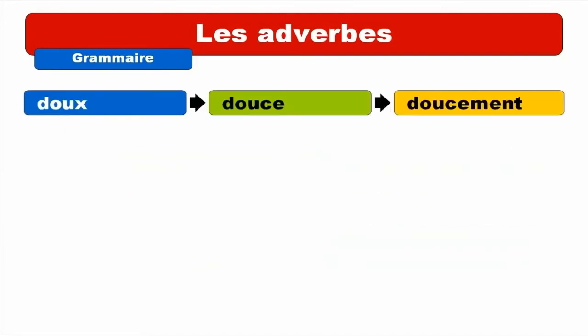So let's take doux, so you will just repeat after me. Doux, the masculine form, repeat. And then we'll get the feminine form, douce, repeat. And then the adverb, doucement, repeat, doucement. So it's the same thing. We don't really pronounce the E between C and M.